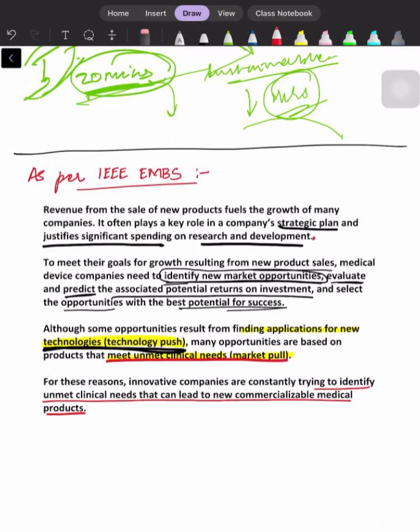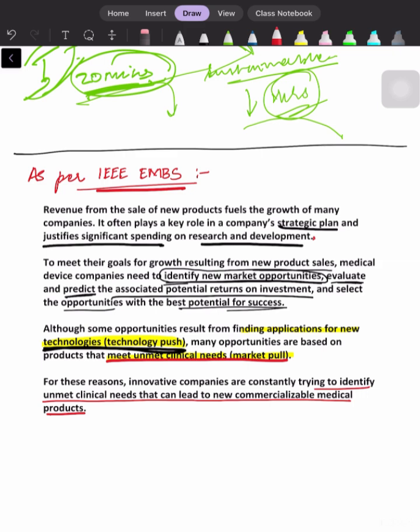As per IEEE EMBS, the revenue from the sale of new products fuels the growth of many companies. So you have a new product launch, you have good sales going on, and the revenue from it is really going to act as growth for your company. It often plays a key role in companies' strategic planning and justifies spending a significant amount of money on research and development. So that's why each and every company would look into planning and justifying whatever amount they are spending on research and development, that is your R&D.